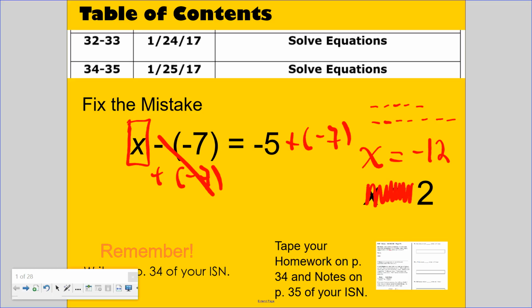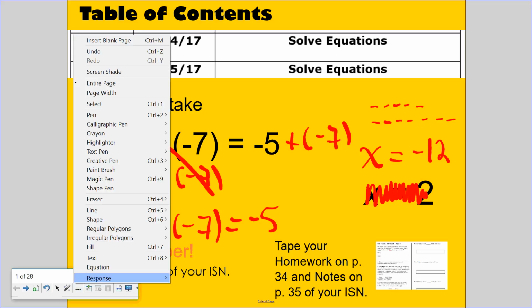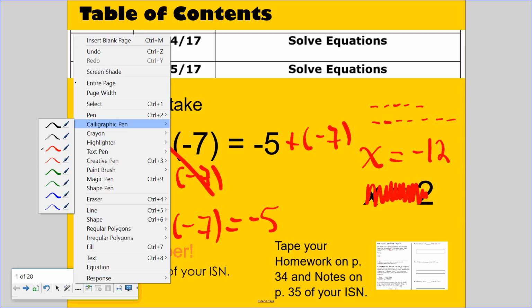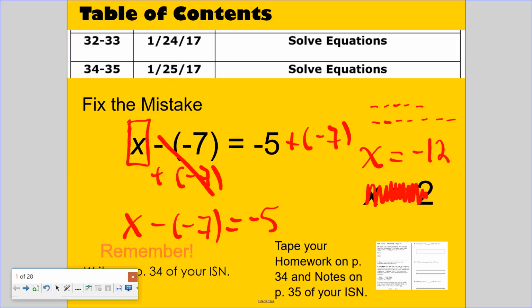Hence, this is wrong. As a reminder, you need to check your work. Go back to the original equation. You substitute the variable x with what you got, -12. Let's substitute this x with -12.